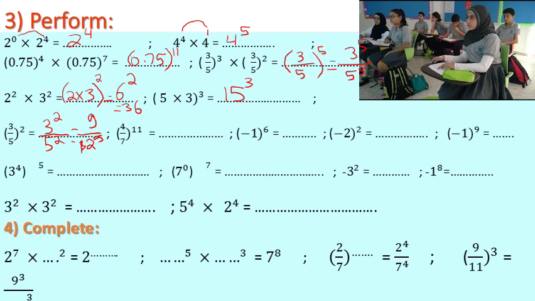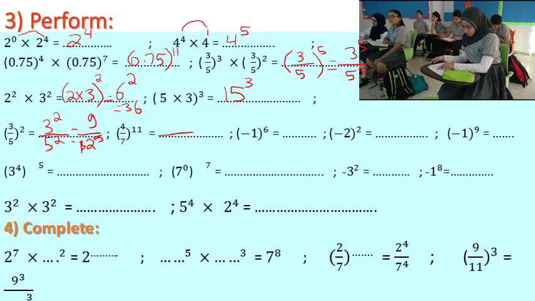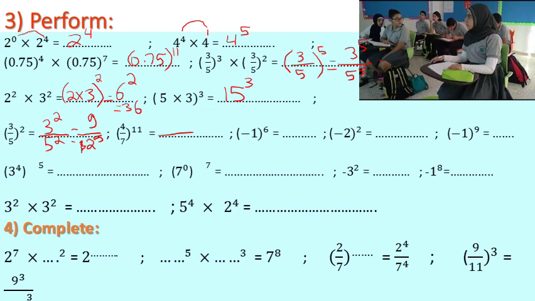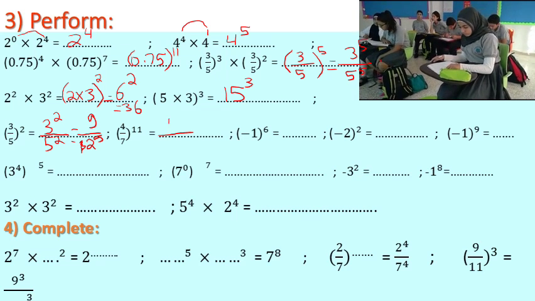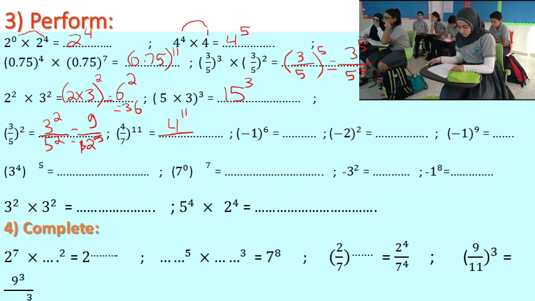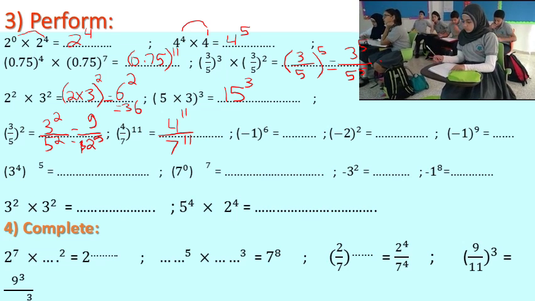Okay? Now, 4 over 7 to the power 11. How can we write it, Muhammad? It equals 4 to the power 11 over 7 to the power 11. Yes, thank you, Muhammad.